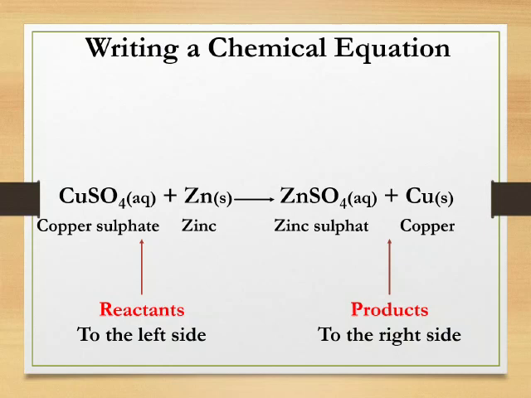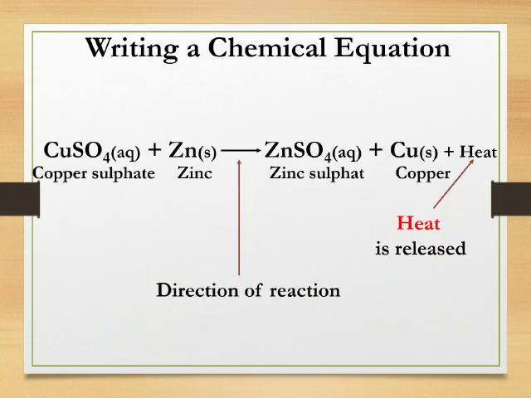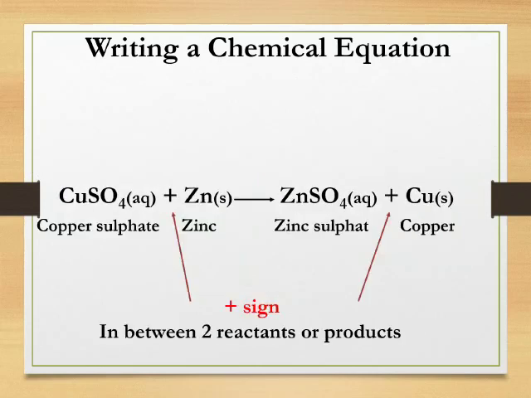The first one is we write reactants on the left hand side and products to the right hand side of this arrow. The arrow indicates the direction of reaction. If you will find heat written on the product side, it means that heat is released. If there are two or more reactants, plus sign is written in between the two reactants. Similarly, if there are two or more products, plus sign is written in between two products.